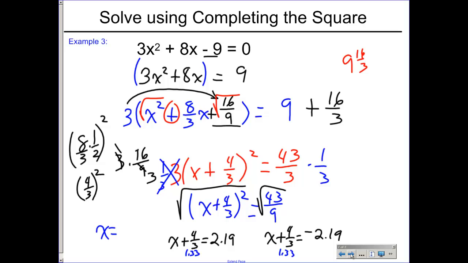So the first x is going to give me 2.19 minus 1.33. So I have approximately 0.86 as one answer, one root. And the other one's going to be a negative 2.19 minus 1.33. And that's going to give me an x equal to approximately negative 3.52. These are irrational numbers, and most of the time we're just going to have to round our numbers.